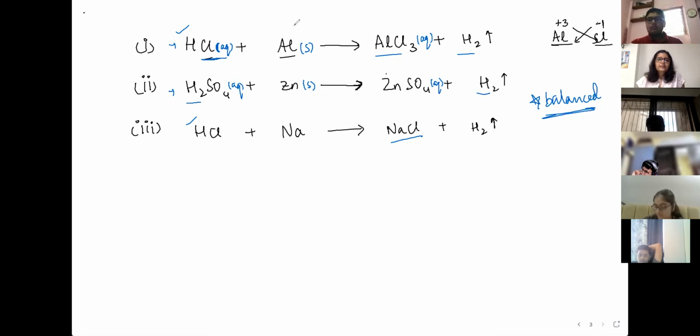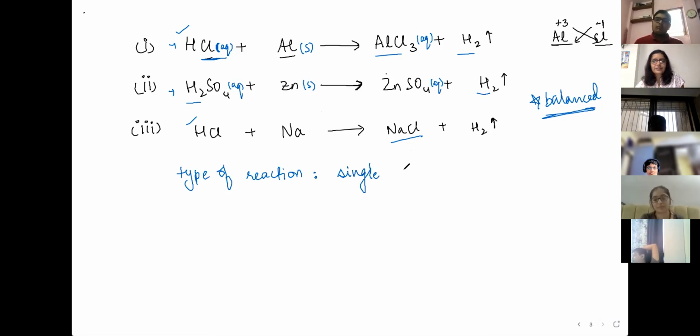Okay. Now, based on this, I want you guys to observe one more thing. What type of reaction is taking place here? Single displacement. Very nice, Aditya. Yes, so you can see that it's a single displacement. What is getting displaced? Every time H is getting displaced by Hydrogen, Al, Zn, and Na. So hydrogen is getting displaced by whatever metal it's reacting with.